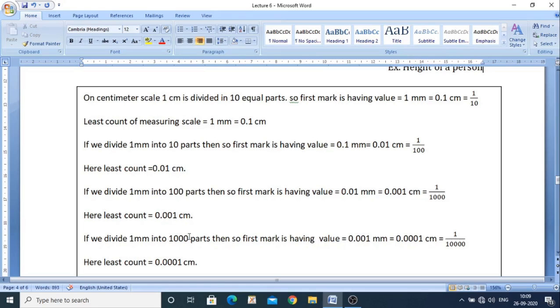Now see here, as we go on dividing, instead of 10 we are having 100, then 1000, then 10,000, then 1 lakh, 10 lakh, like that we can go on dividing the number of parts. So every time we get the first marking after 0, and that value goes on decreasing. First we said the first marking is 0.1 centimeter, then we said no, the smallest first mark is 0.001 centimeter. So every time it goes on decreasing, and our answer is not fixed.